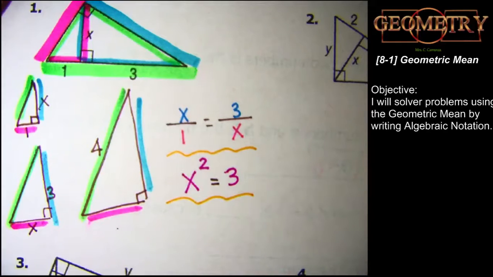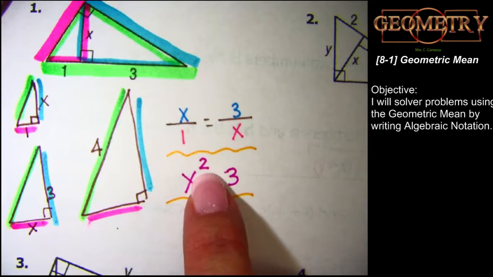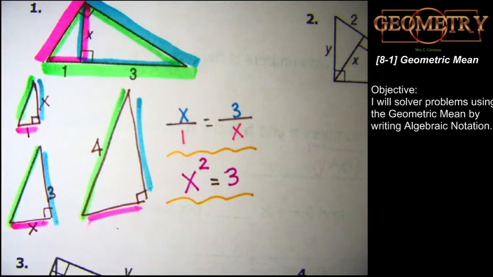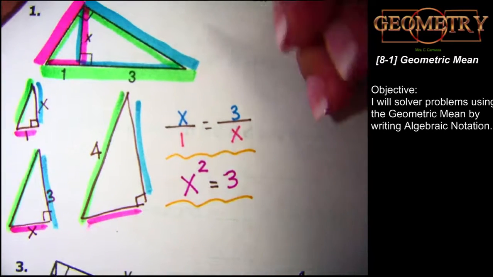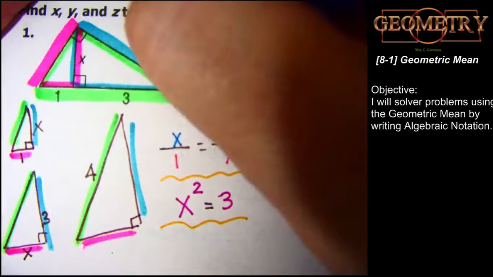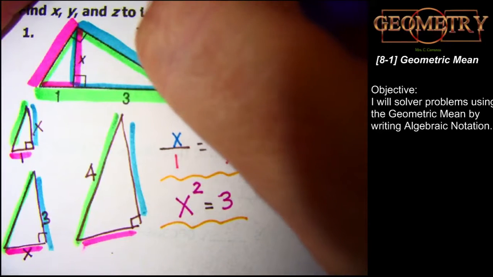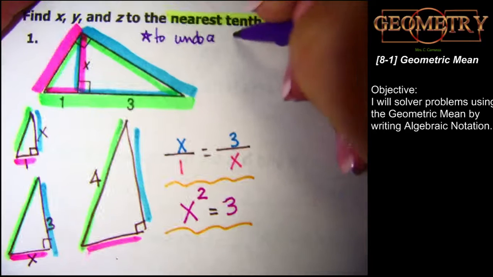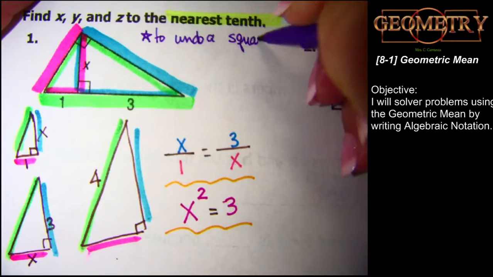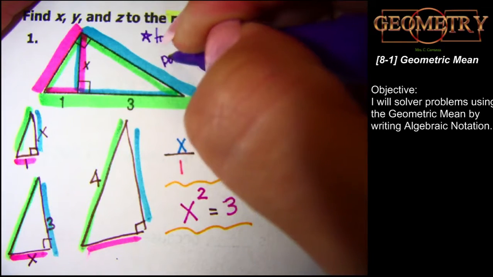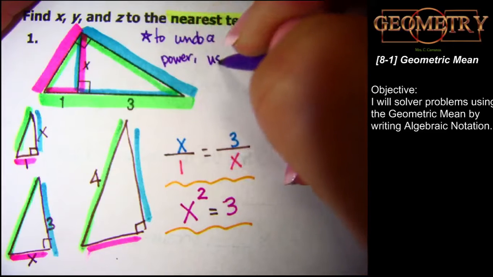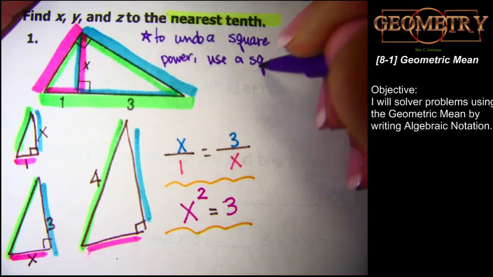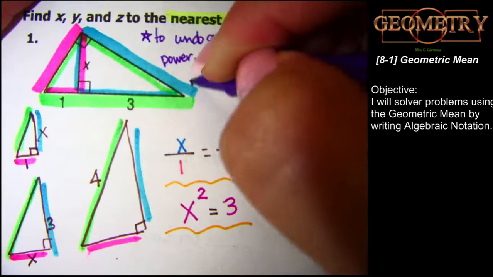How do I undo a square power? Square roots. Thank you. And I want you to write that down up here for me, because that's super important. You're going to need it in Algebra 2. To undo a square power, use a square root.